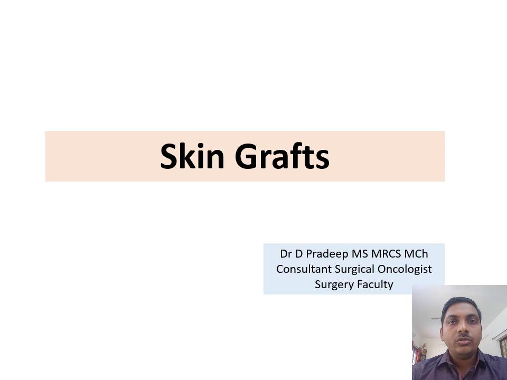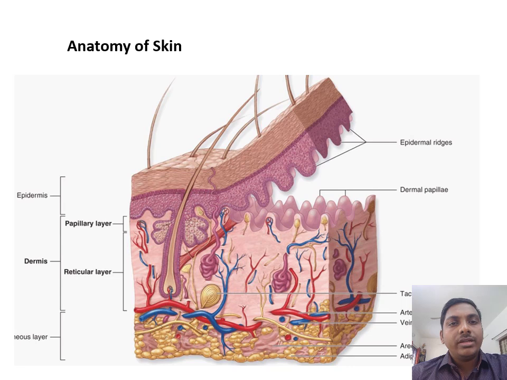Now we will discuss skin grafts. Let's have a look at the anatomy of the skin. The skin is formed of two layers. The outer layer is the epidermis and the inner layer is the dermis. And the dermis is further subdivided into papillary and reticular dermis.